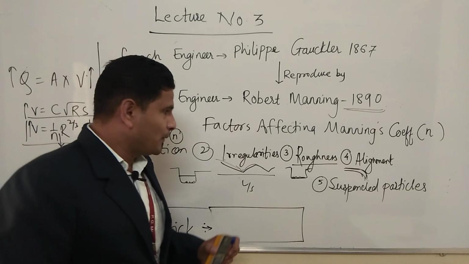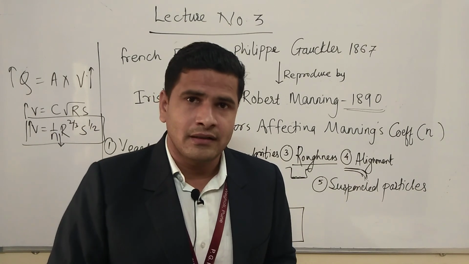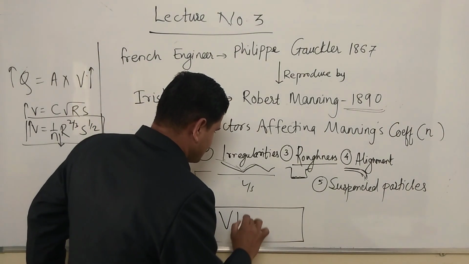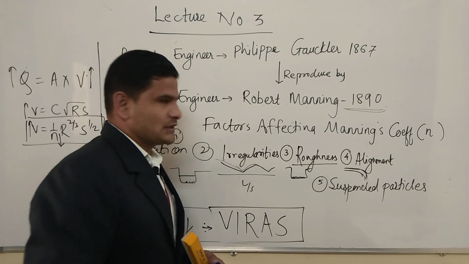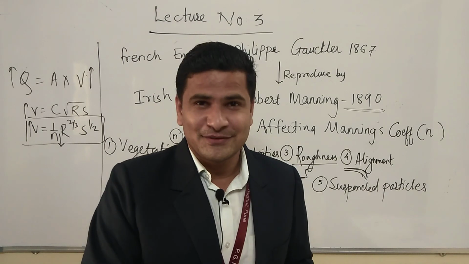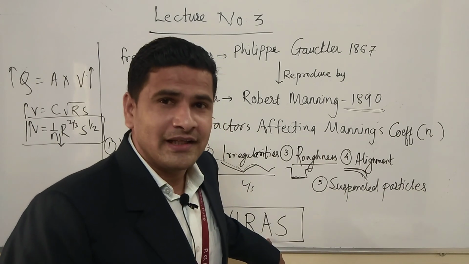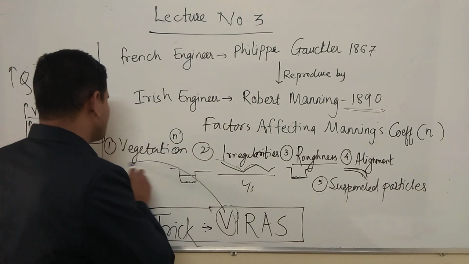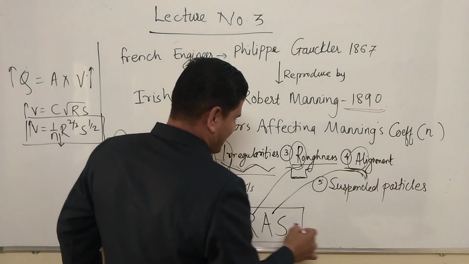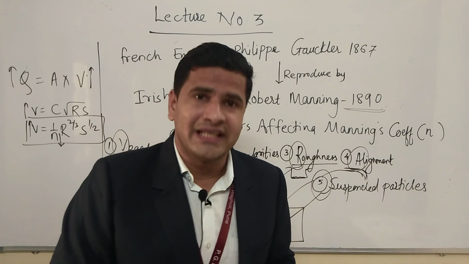And the second trick: how to remember these factors. In most exams these factors are asked. So you have to remember one simple word, VIRUS, virus. Now we are going through this corona situation, so everyone knows coronavirus. Only the spelling you have to remember: VIRUS, instead of U you have to remember A. So V is vegetation, I is irregularities, R is roughness, A is alignment, and S is suspended particles, and if all are increasing, your N value increases.